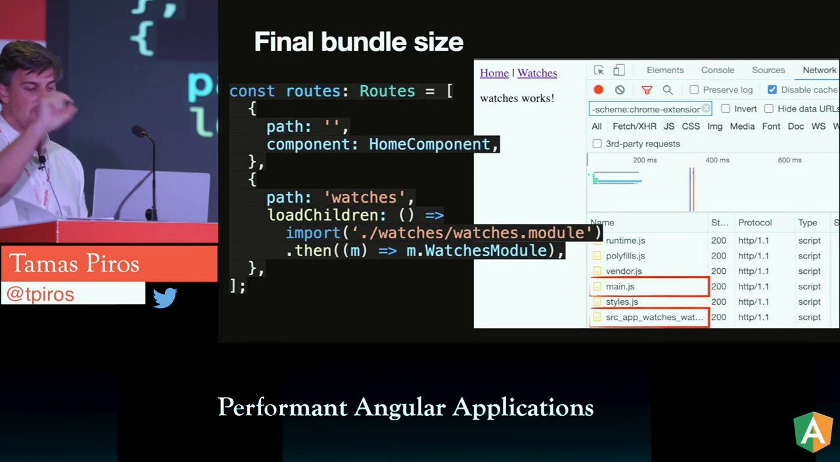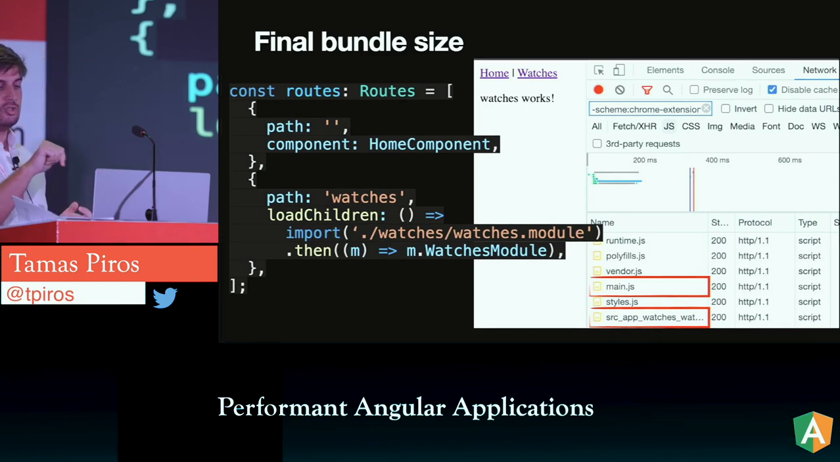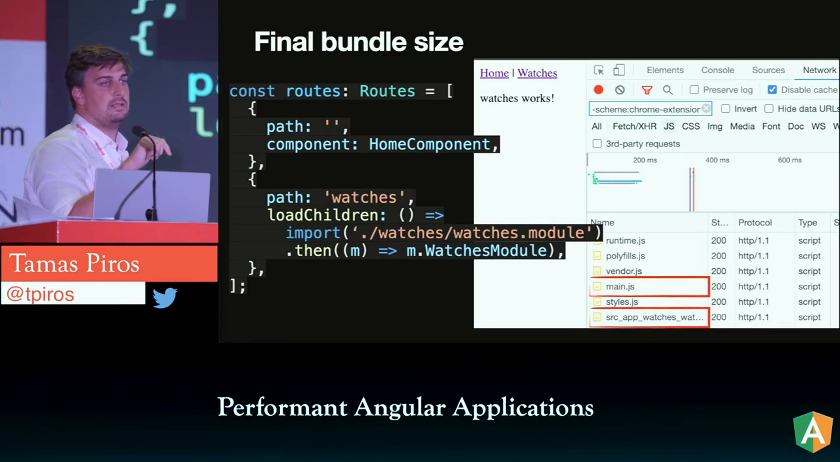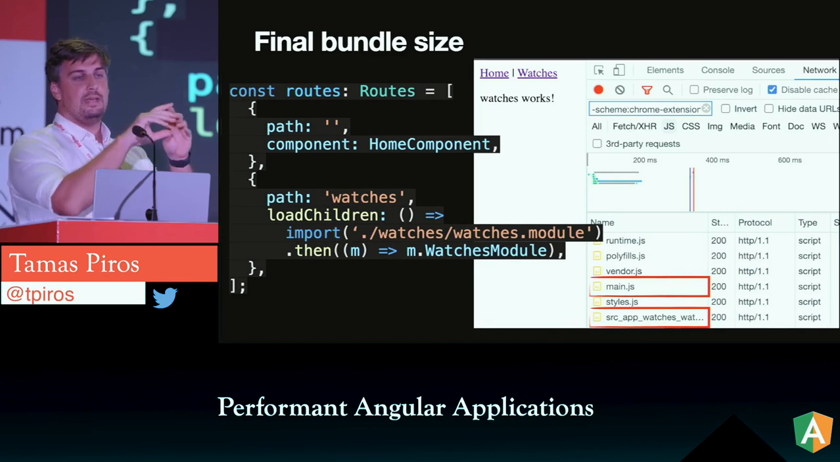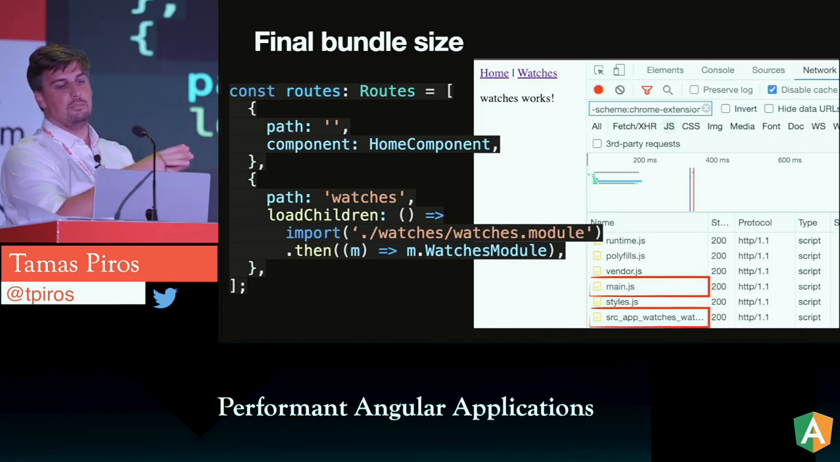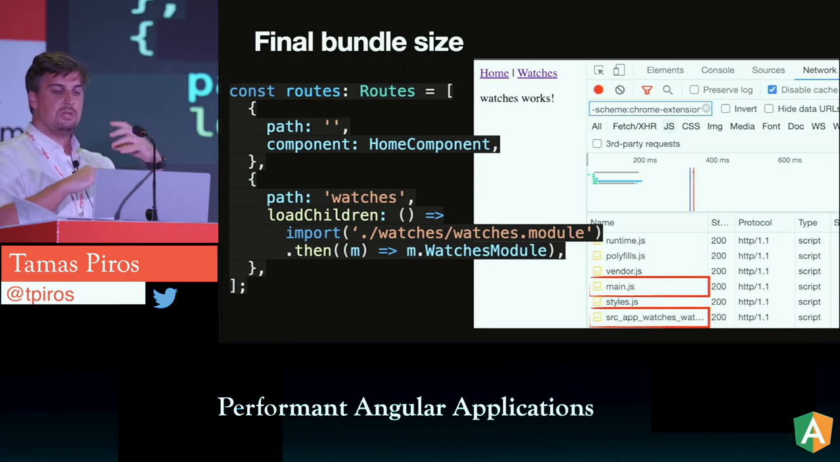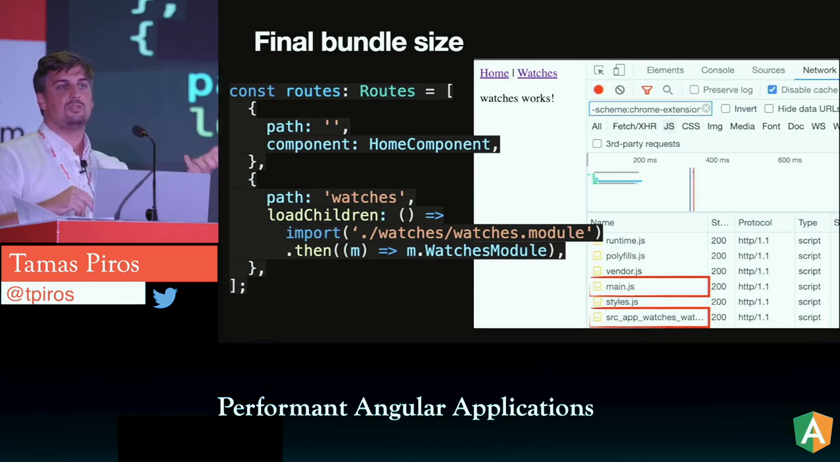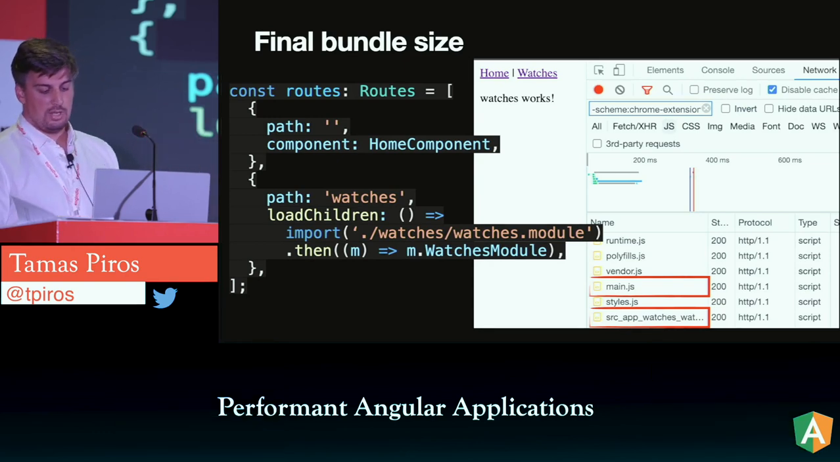So in this case, I clicked on watches, and then you can see that a second JavaScript file got loaded, which contains the functionality for that feature module, for that component that I'm loading. Okay, so in this case, you can reduce the size of the initial JavaScript bundle, which is main.js.